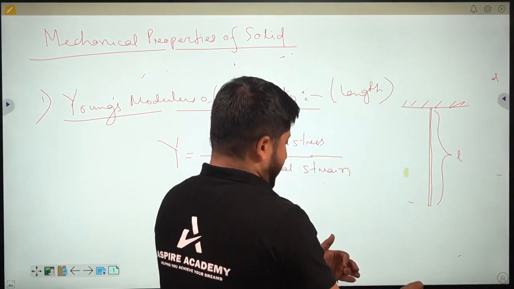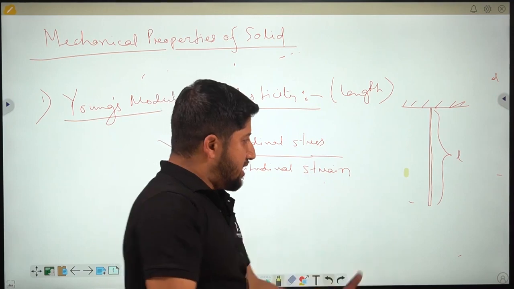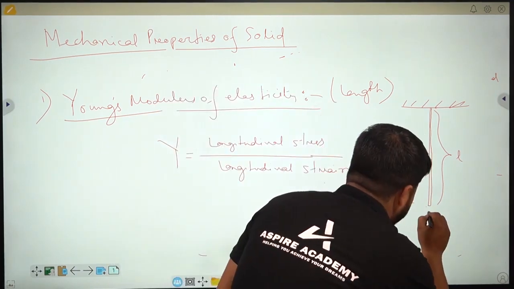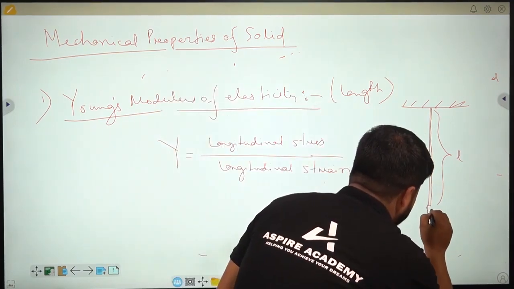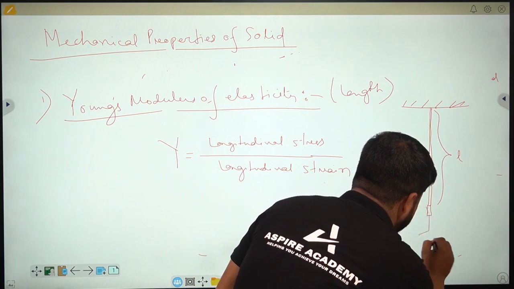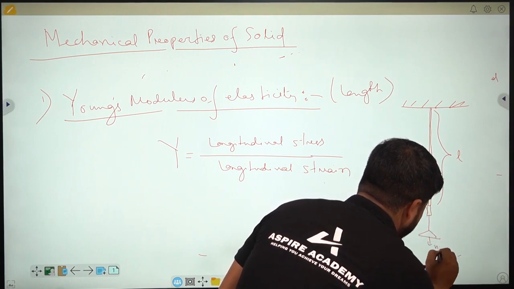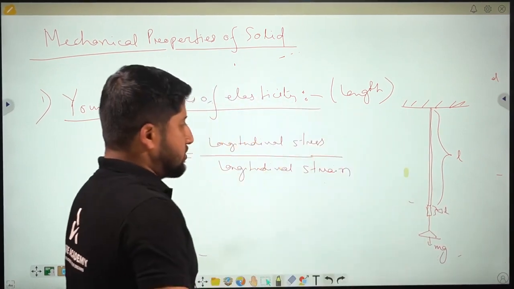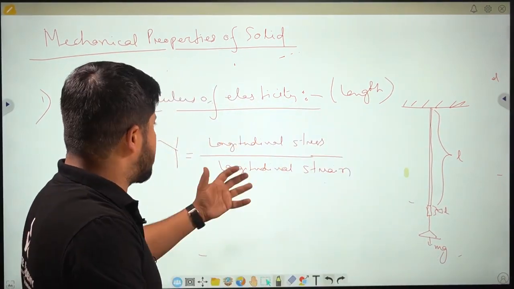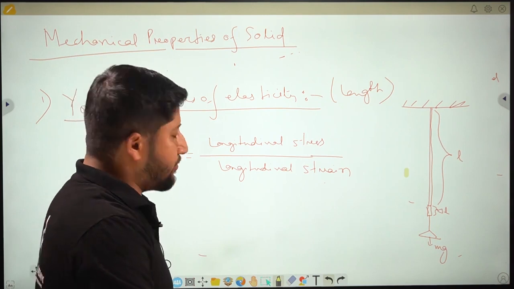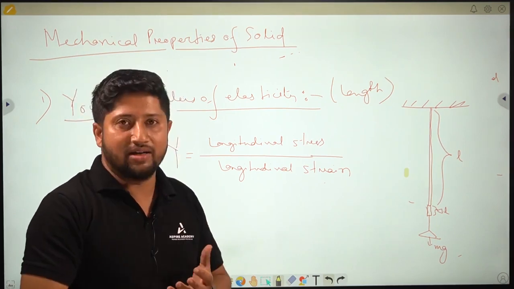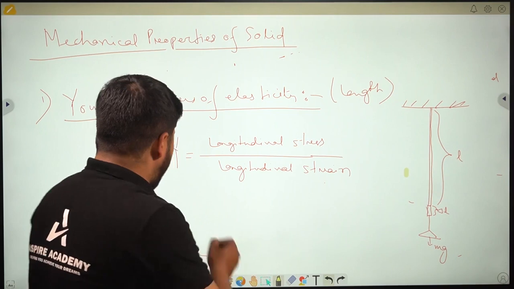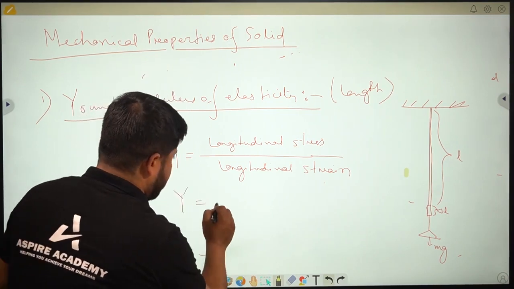If we apply a force here, suppose we apply a weight here, what will happen? This will increase its length. This is the weight here, mg, and this is the increase in length, called del L. So how can we represent this Young's modulus of elasticity? First of all, stress is the same. Stress is force by area. Y is equal to what?